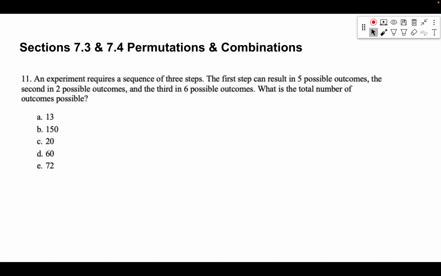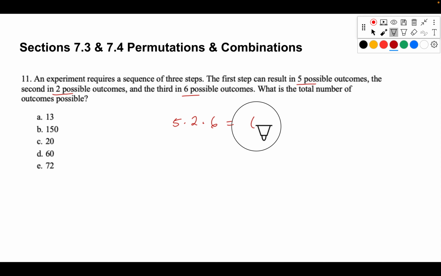Is it the multiplication principle or is it the addition principle? Multiplication, because they're separate steps. So what are we multiplying? We're multiplying each step, right? 5 possible outcomes times 2 possible outcomes times 6 possible outcomes. It's simply 5 times 2 times 6, which is 30. 30 times 2 is 60. And I'll put that there. We'll come back and look at this.